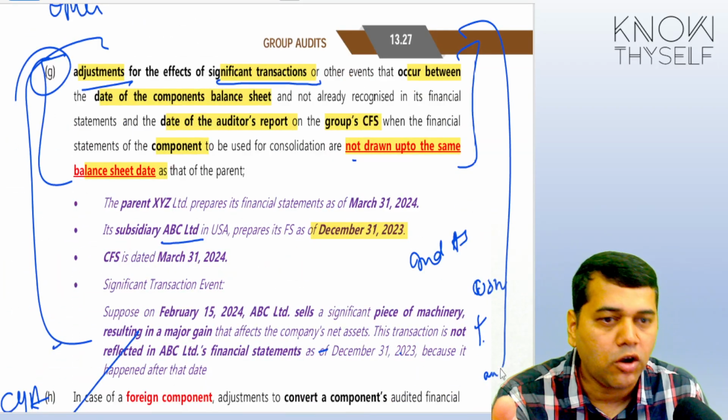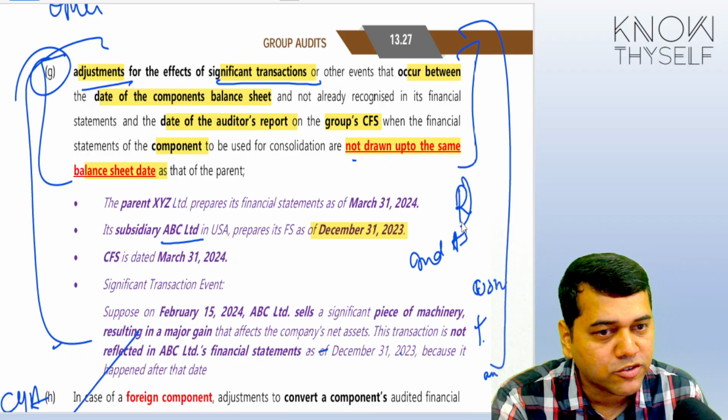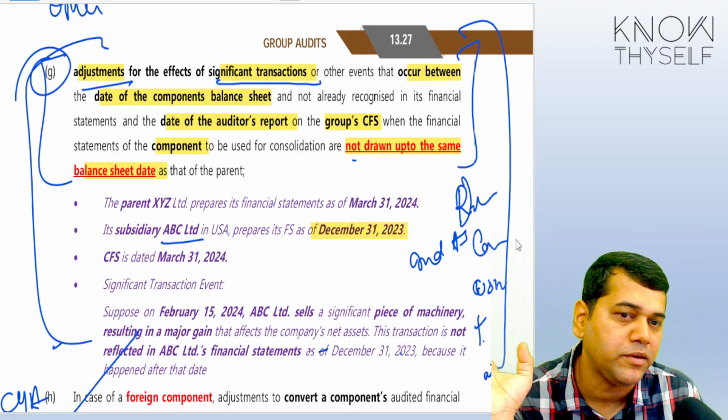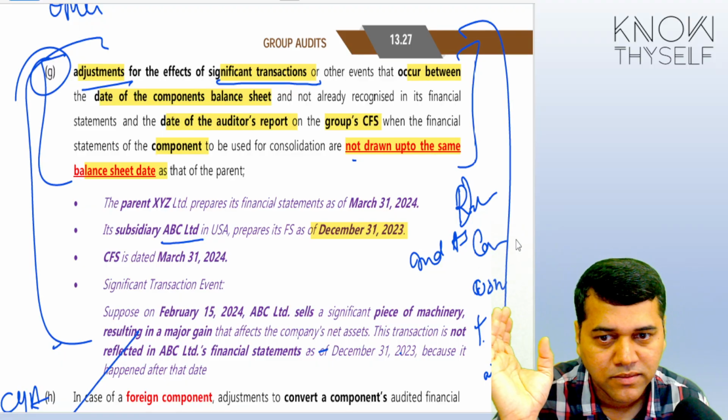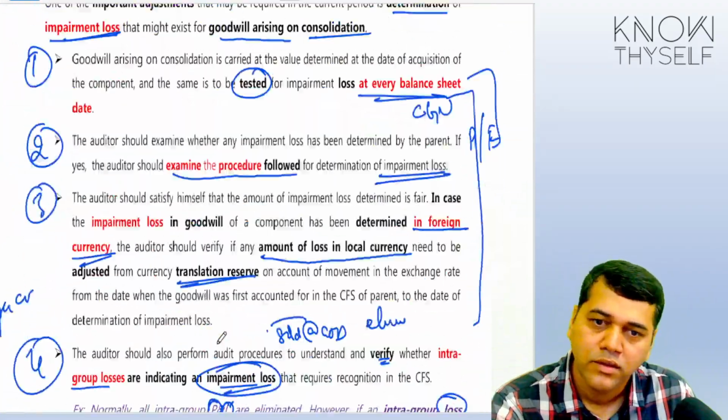The auditor has to verify it. That's it. How do you need to verify? Whether it is disclosed in the financial statement, and whether consistency has been followed. It is also easy, students. So we can make this also one of the points to verify.